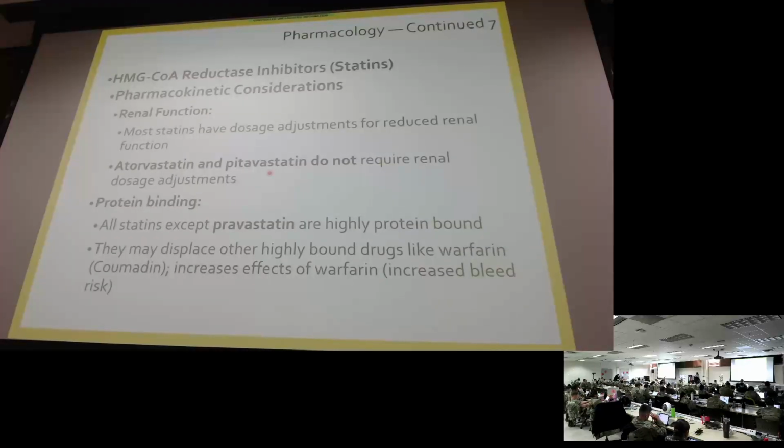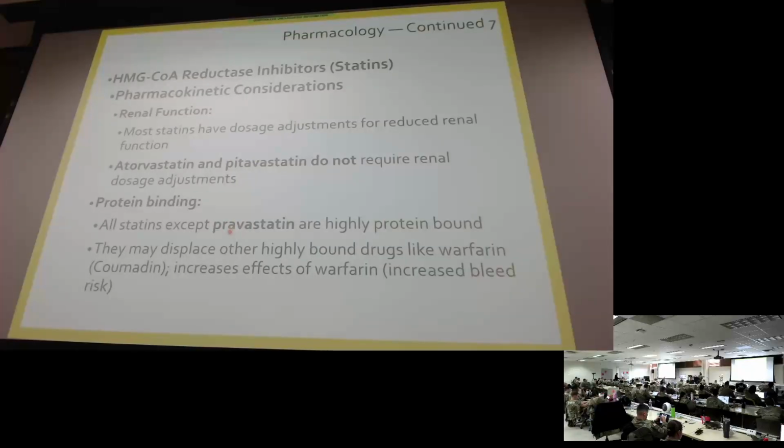That is important because you might have a lot of patients who come in who do have renal dysfunction. So now you know you have two options that you can give to those patients. Protein binding. All of them are highly protein bound. The other P, so this is why it's important for y'all to remember which P you're remembering. Your pravastatin is not highly protein bound, okay?